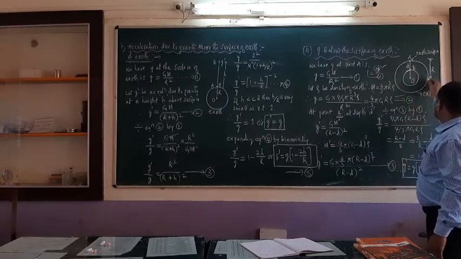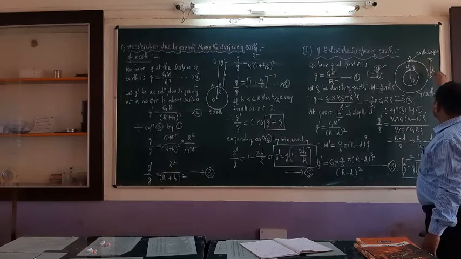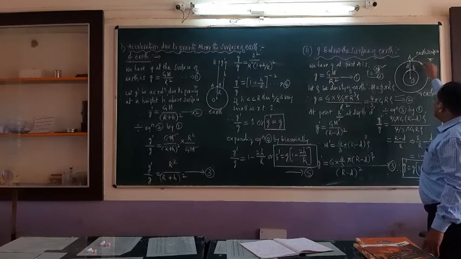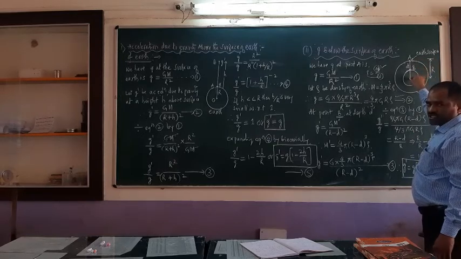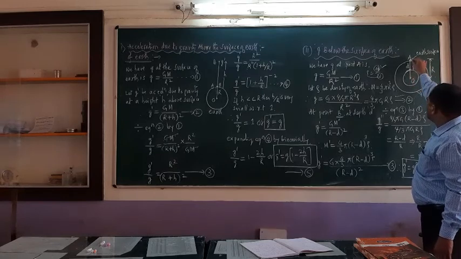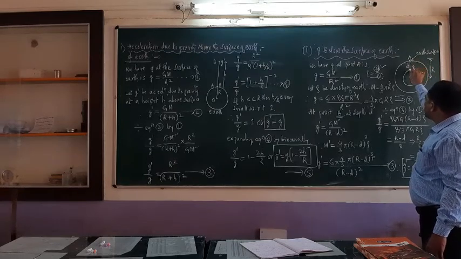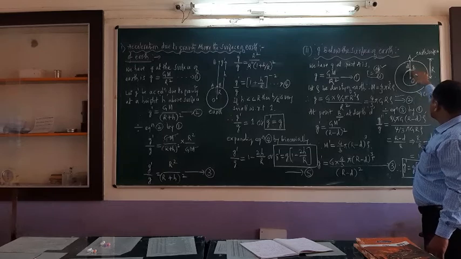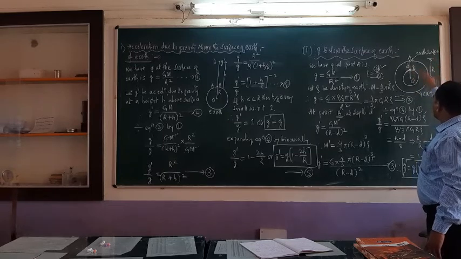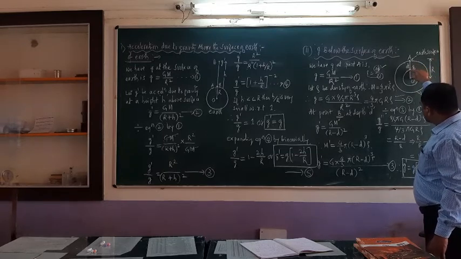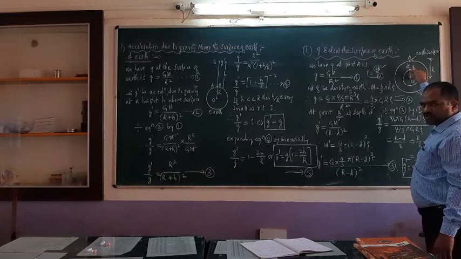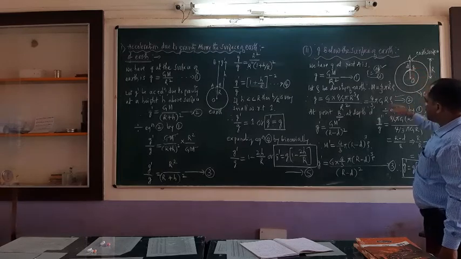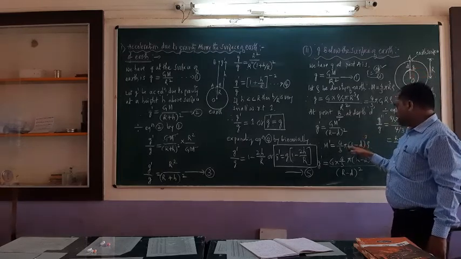Because the total distance, the radius, is the distance from the earth's surface to the center of the earth, but we have moved the body from A to B only. So what is the total distance? The total distance is r minus d. What is the depth? This is the depth which is moved. Therefore, it is (r minus d) whole square.